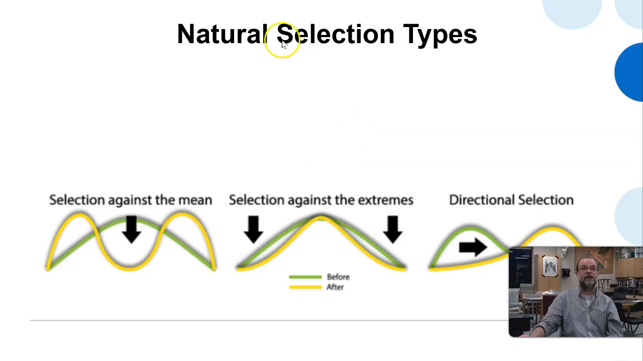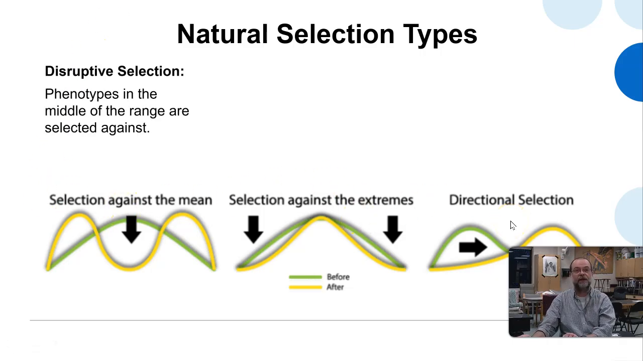Okay, so that brings us to the last portion of this. There are 3 different kinds of natural selection. We've got selection against the mean, selection against the extremes, and directional selection. So disruptive selection, phenotypes in the middle of the range are selected against. That means that the green line is before. That means that after the evolutionary process, we pretty much only have these phenotypes on the extremes that exist. The average phenotype doesn't exist.